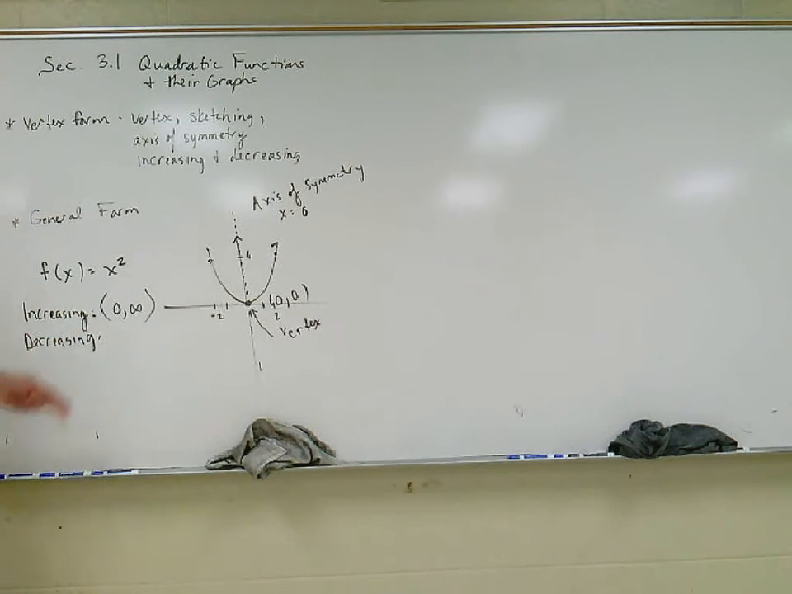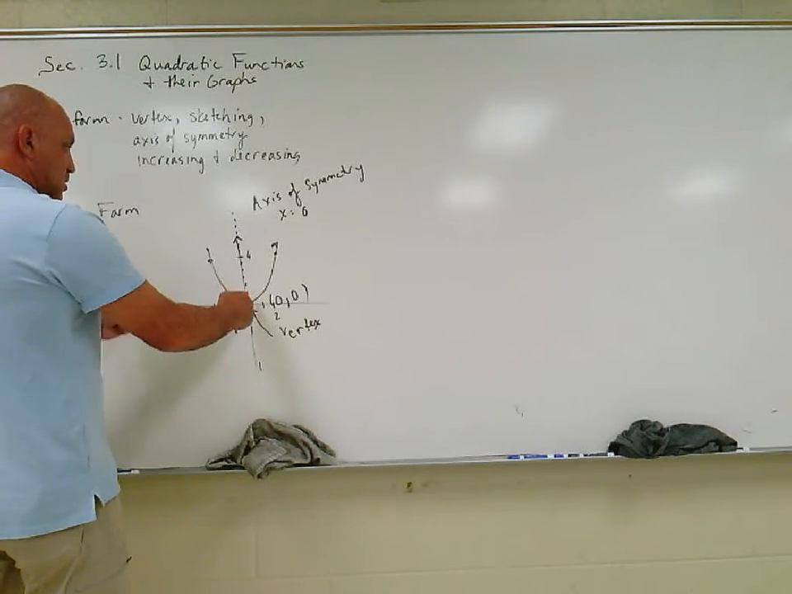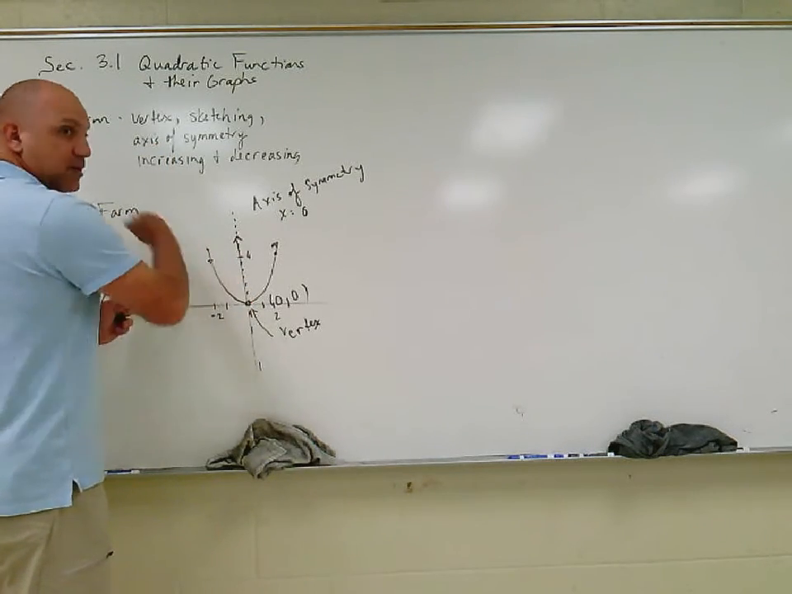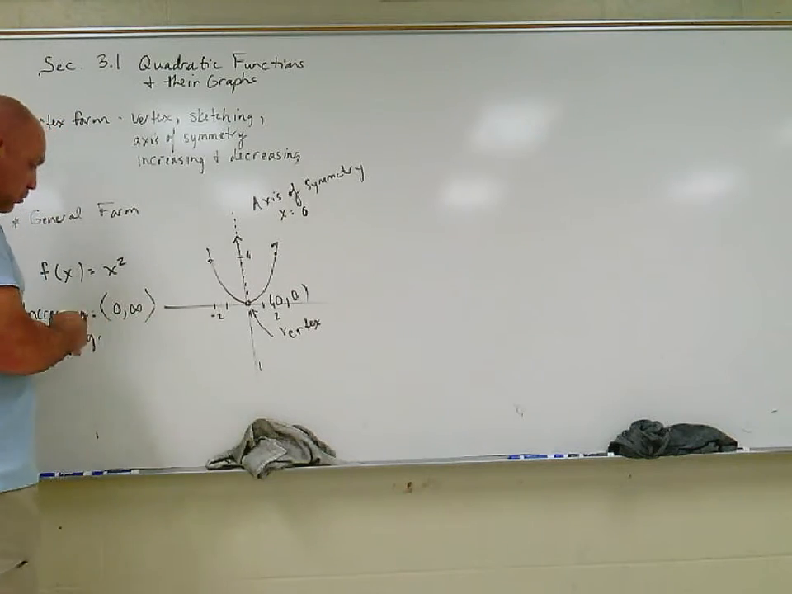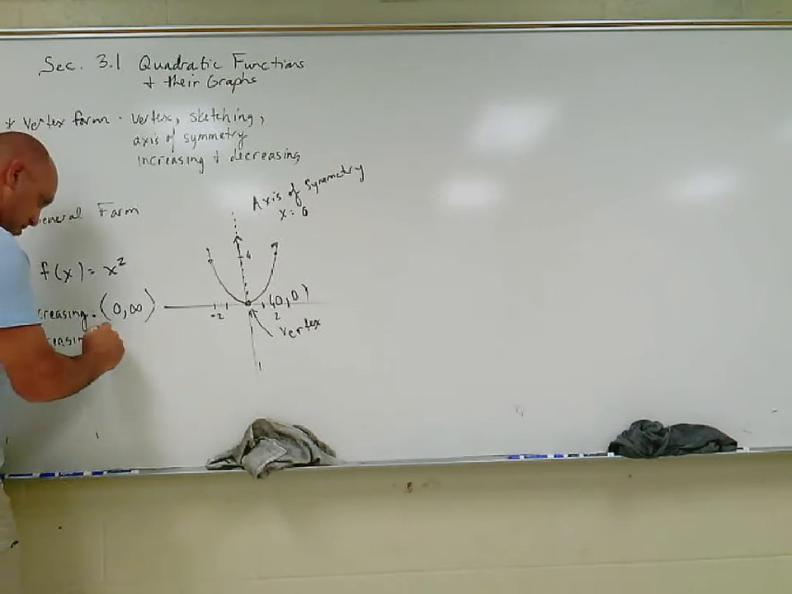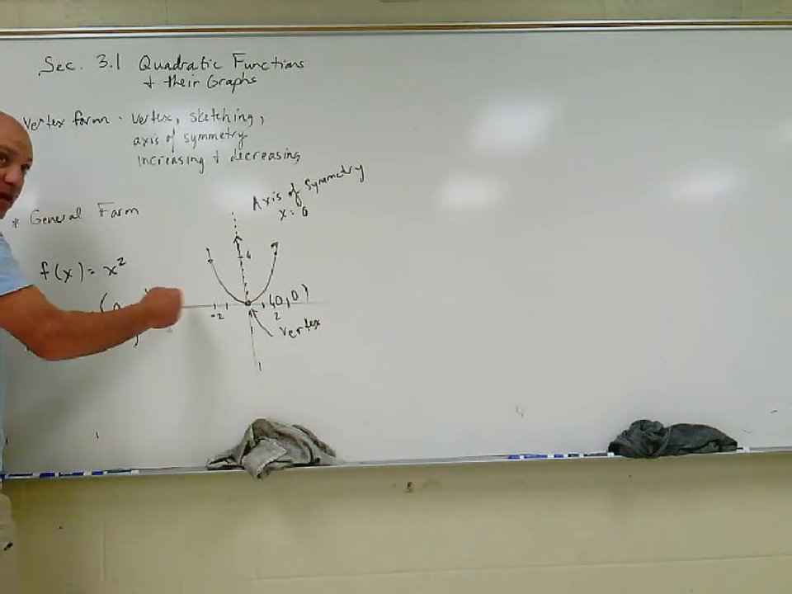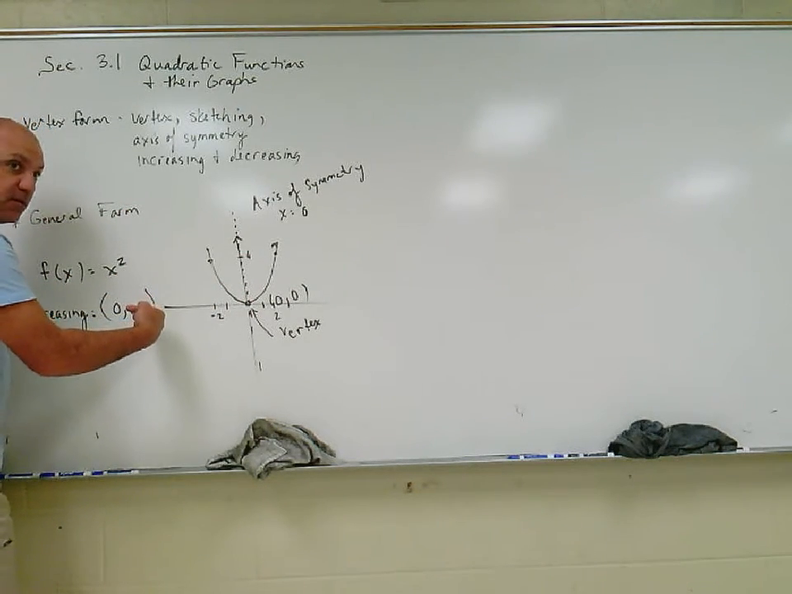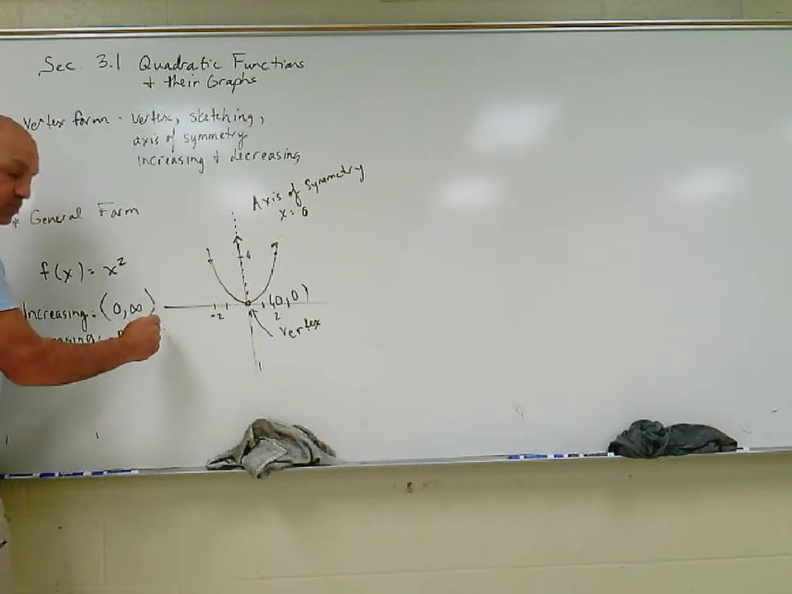Decreasing then: again, this section is going up forever this way, but on this interval from left to right, it's going down. So negative infinity to, because you give the x's, don't give the y's. Way out here is negative infinity. Yeah, negative infinity to 0. You put parentheses.